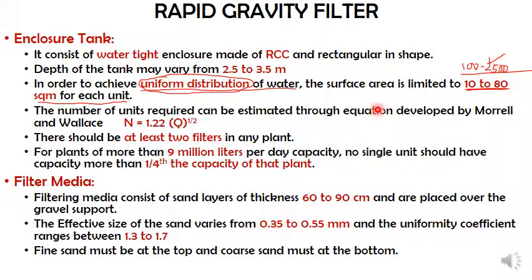Now, the number of units required can be estimated through an equation given by Morrell and Wallace, that is N equals 1.22 square root of Q, where Q is million liters of water treated per day, that is, its treatment capacity. The recommendation of Morrell and Wallace is that there should be at least 2 filter units in any plant.